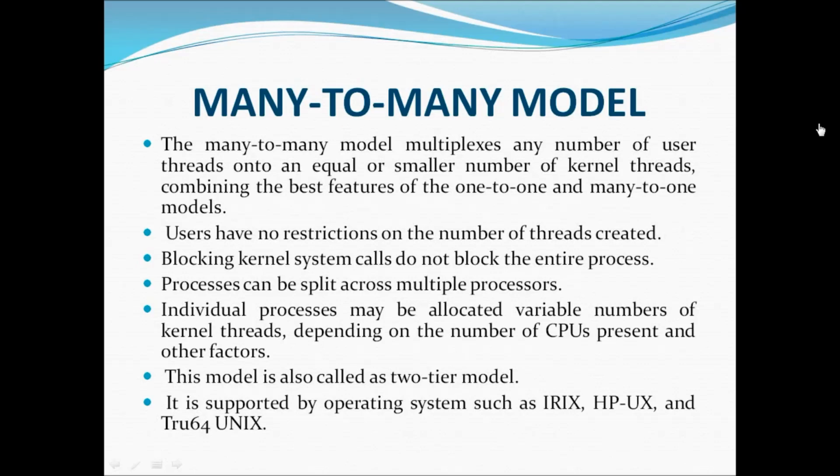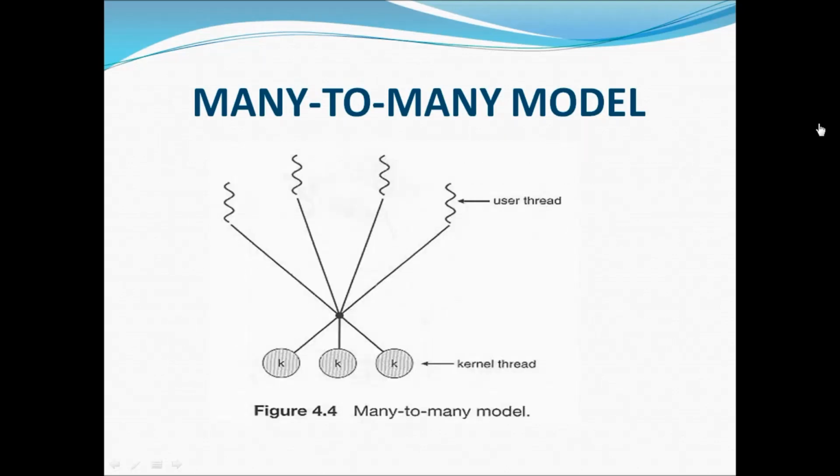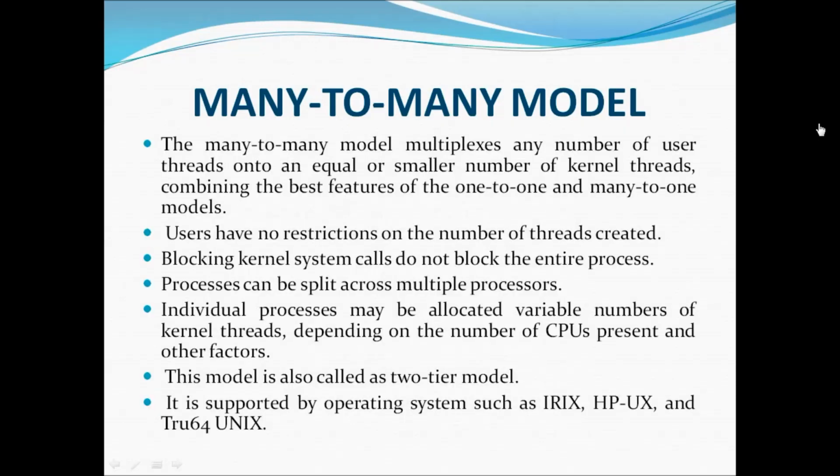And one more thing here, individual process may be allocated variable number of kernel threads, right? Depending upon the number of CPUs present and other factors. That means multiple kernel threads can be allocated to the individual process. That means one process can contain multiple kernel threads. For one user thread, you can have multiple threads also. That is possible. For many user threads, many kernel threads also possible. Many to many, right? You can allocate many kernel threads for many user threads. One process can contain multiple kernel threads.